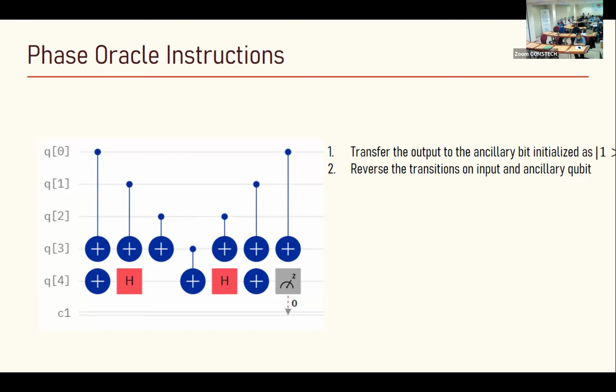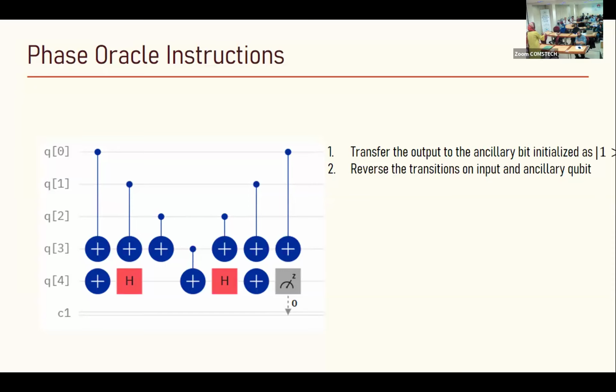Phase kickback, does anyone know what phase kickback is? For making phase kickback, you have to give the input of ket minus to the auxiliary bit, or the ancillary bit. So how do we get ket minus? Ket 1 followed by Hadamard, right? And of course, while we were replacing all the operators, we have to replace all the operators here as well.